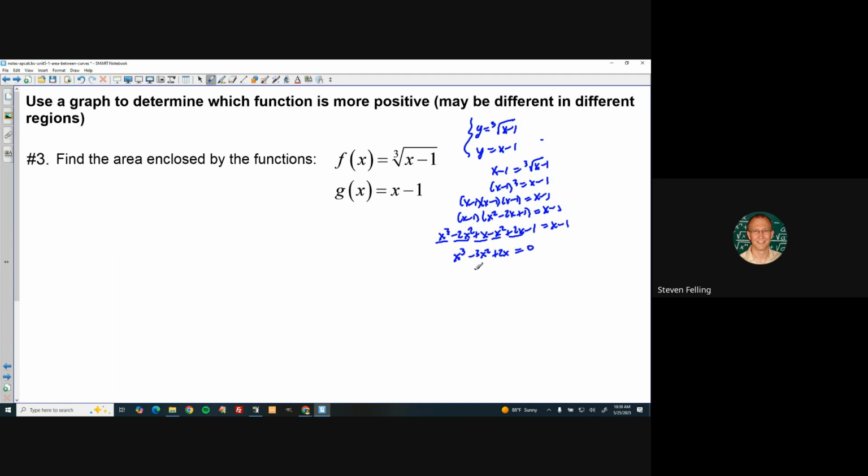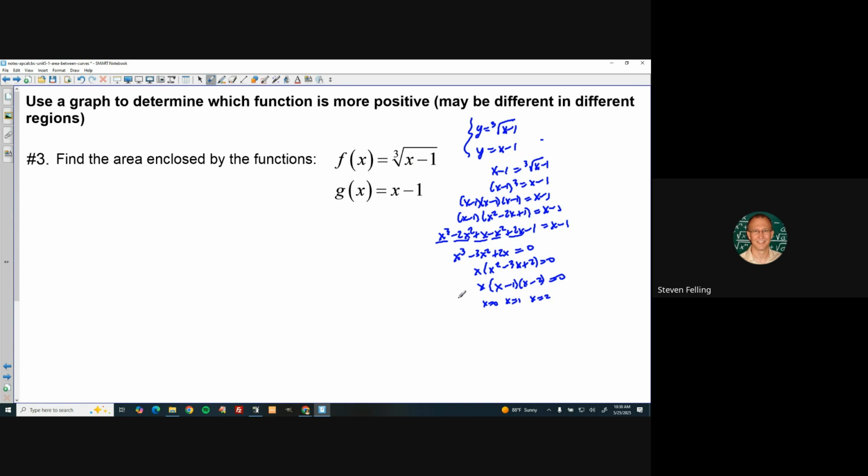Okay, and then this I could take an x out, and that would give me x squared minus 3x plus 2, which I think I can factor into x minus 1, x minus 2, right? Because that would add to negative 3 and multiply to positive 2. Yep. So there are 3 intersections: x equals 0, x equals 1, x equals 2.